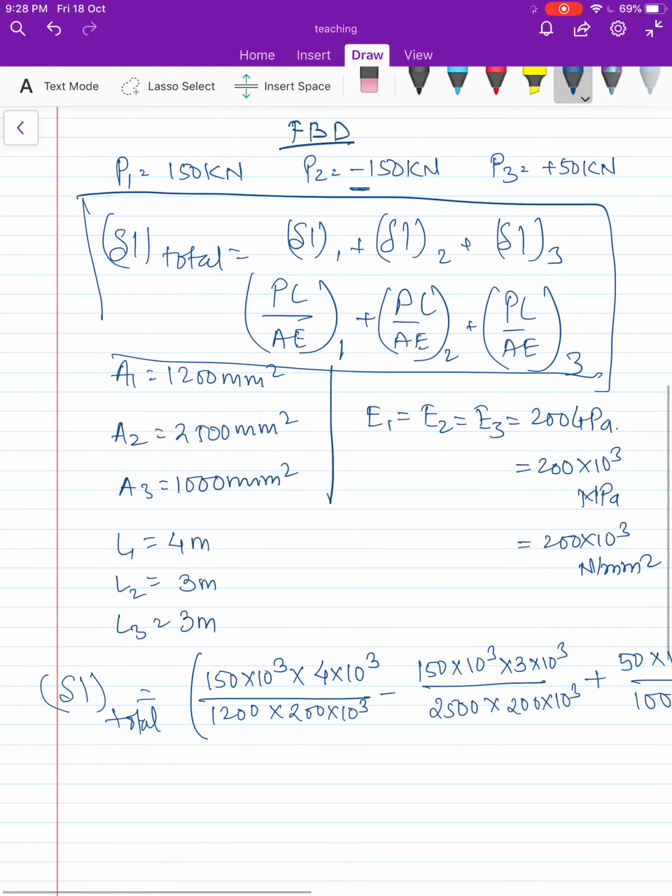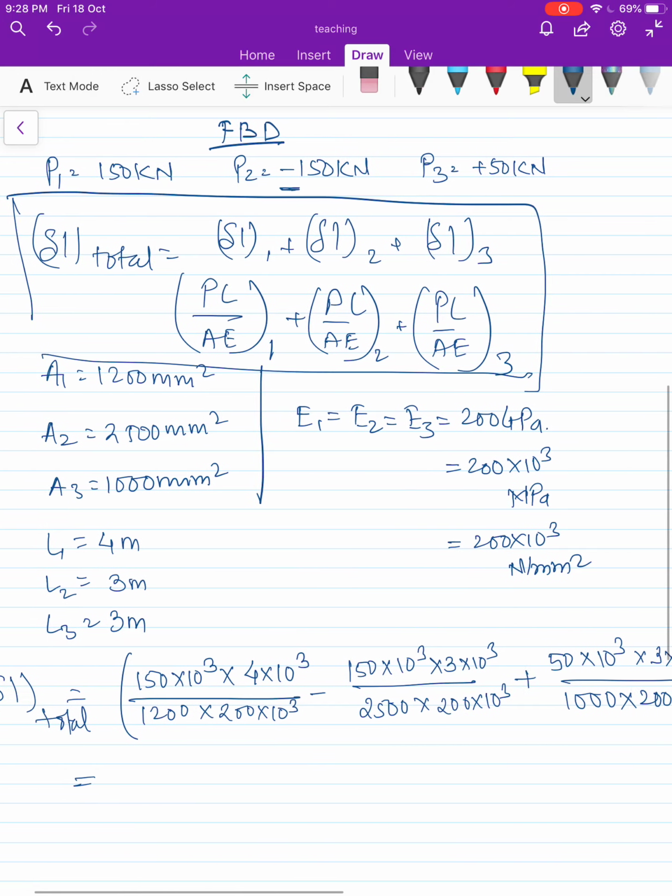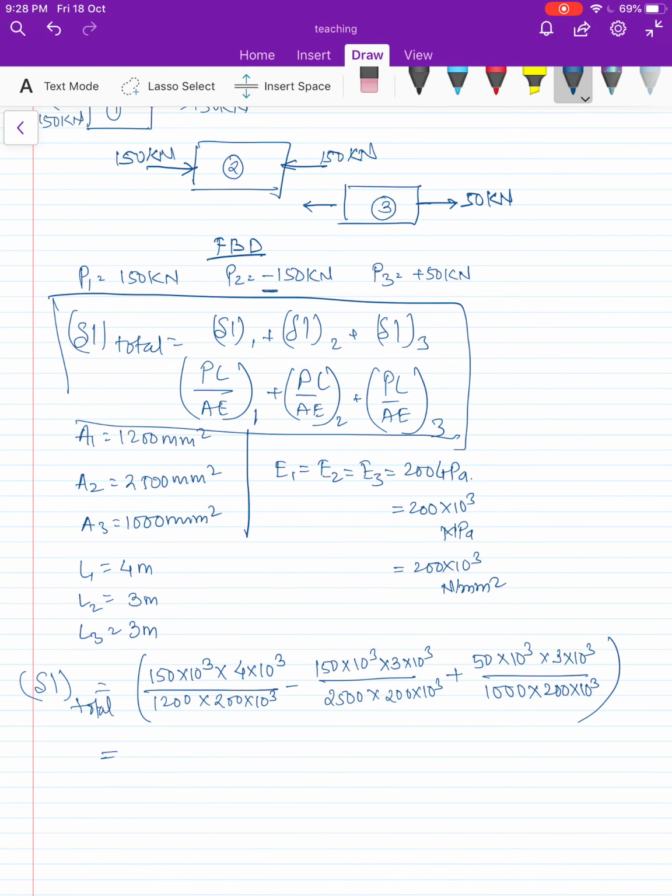Now if we try to solve this calculation, you will get to know the total deformation will be equal to 2.35 mm.